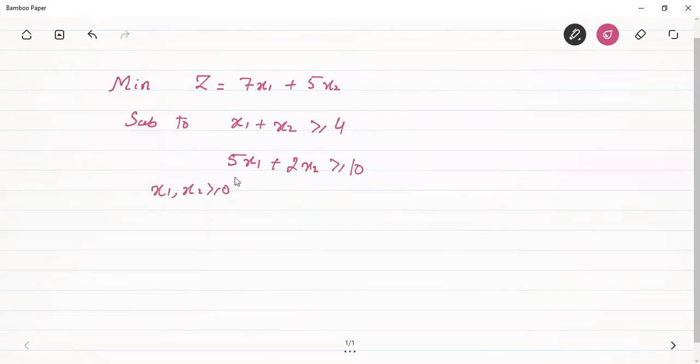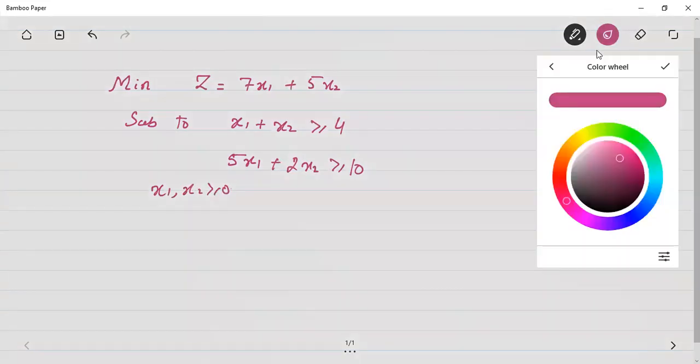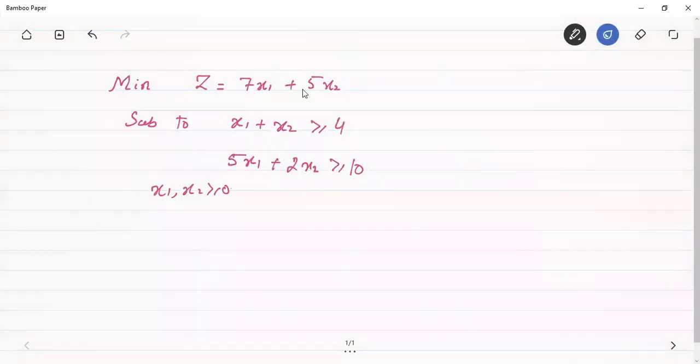So first of all, you can see that this problem is of minimization. This is the first question which you are solving related to minimization, but it's not different from that of maximization. Same thing will be used as we used in the maximization problem, only one change: we convert this minimization problem into a maximization problem. I will discuss it soon.